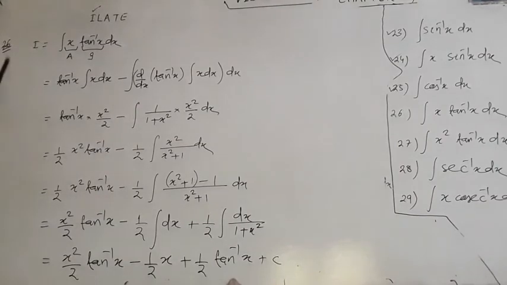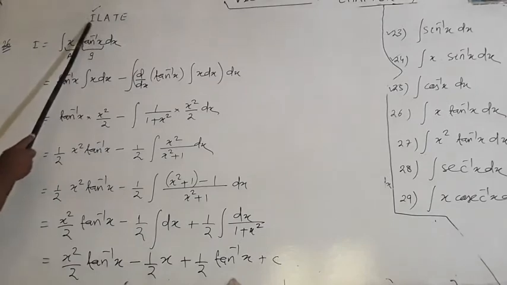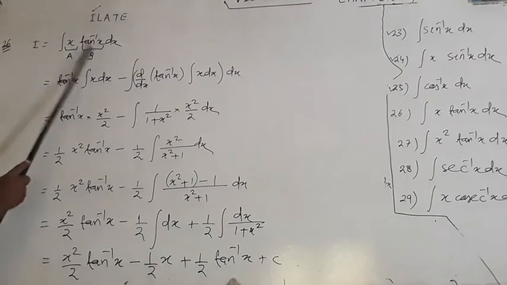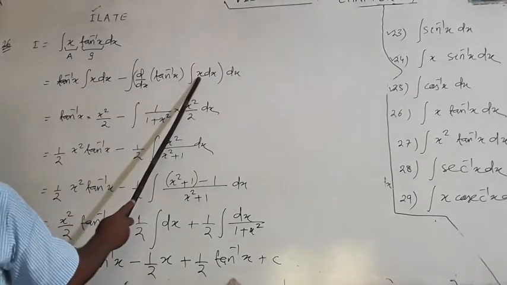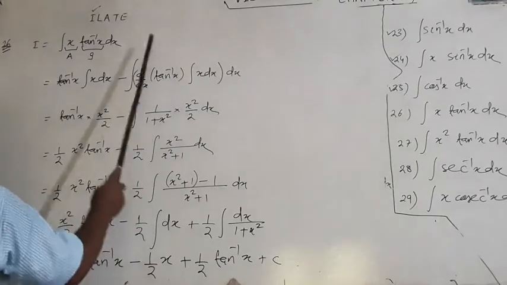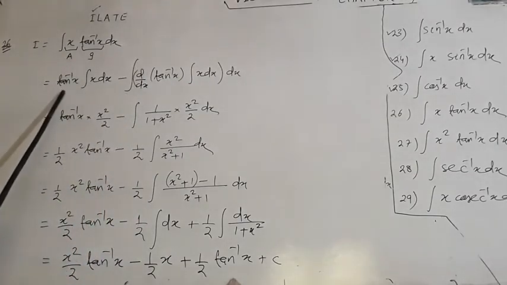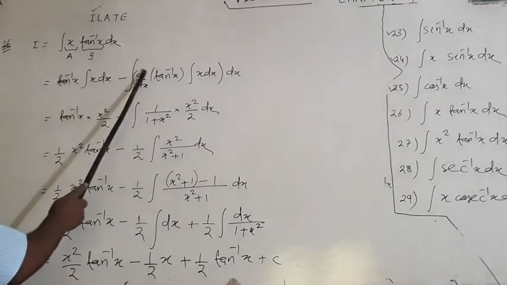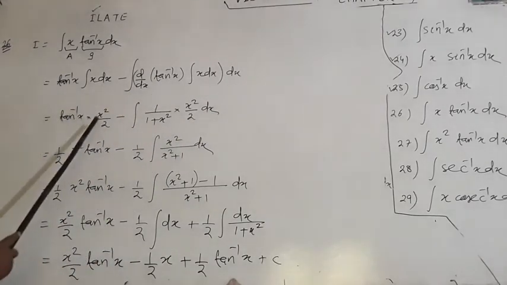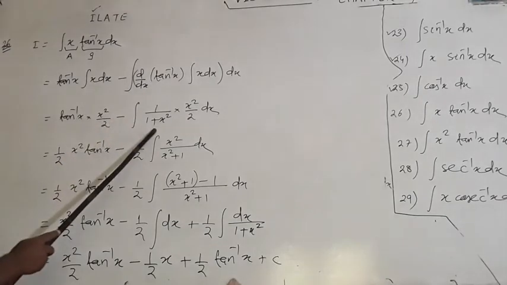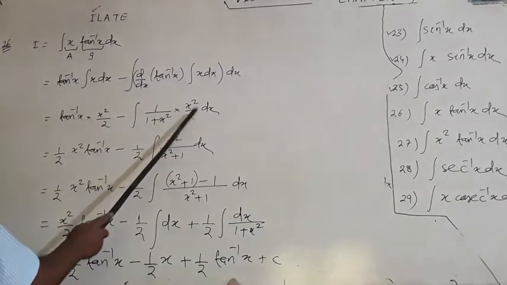Look at this problem number 26. It is x tan inverse x. x is algebra, tan inverse x is inverse trigonometry. According to my formula, I is the first function, so tan inverse x is the first function. My formula is first function times integration of second, minus integral of derivative of first times integration of second. Whole integration means first tan inverse x, integration of second x dx, then derivative of tan inverse x, 1 by 1 plus x square, into integration of x dx, x square by 2, dx.